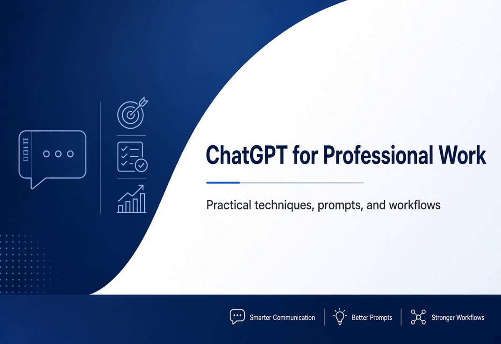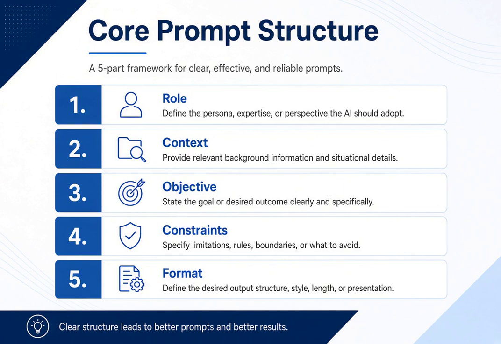ChatGPT is a large language model. It predicts the next token based on the context you provide. It has no independent memory of your company, your clients, or your internal processes unless you supply that information in the current conversation or store it in custom instructions. Therefore, every professional result depends on the quality of the prompt.